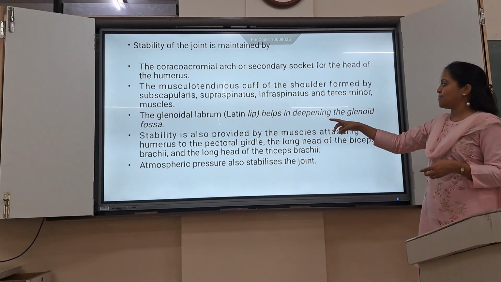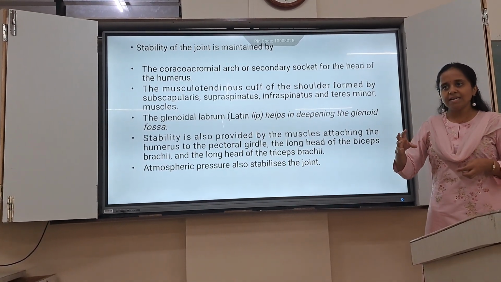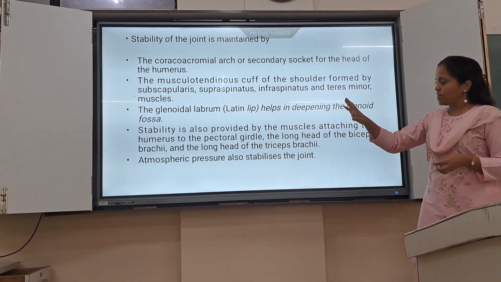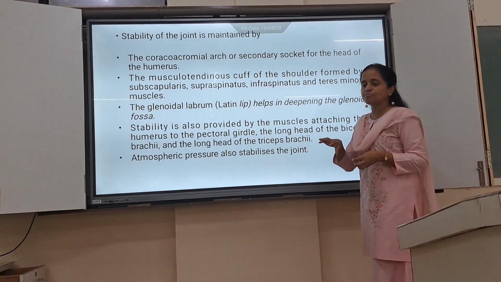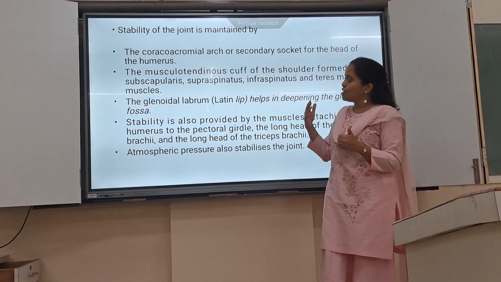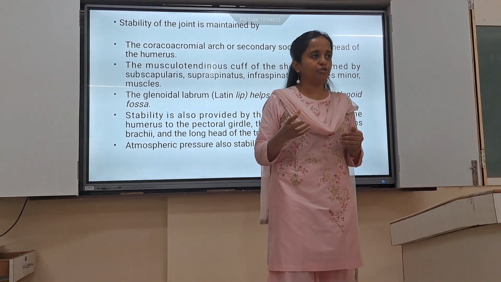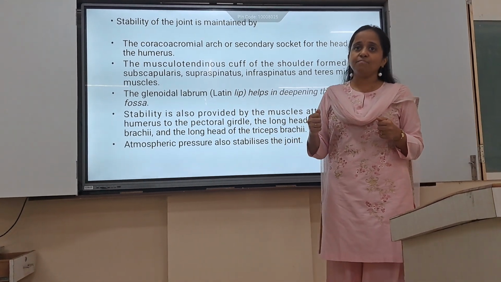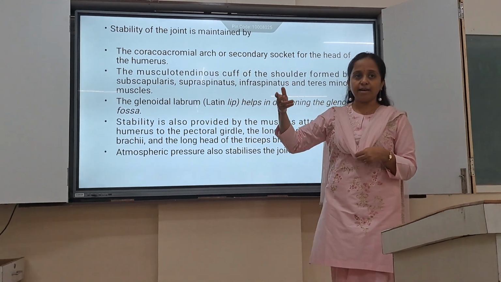Then the next is stability also provided by the muscles attaching the humerus to the pectoral girdle, other than the muscles which form the musculotendinous cuff. These muscles also help in providing stability. And the last point in the stability is the atmospheric pressure on the joint. So with all these structures present around the shoulder joint, the joint is made more stable. Why is this stability important? Because it is a very mobile joint, since it is a ball and socket type of joint.